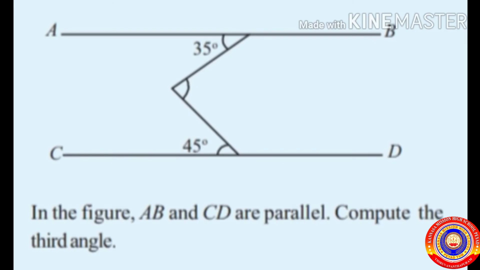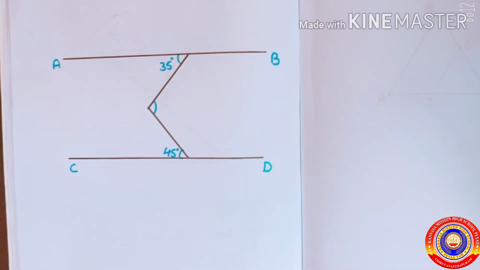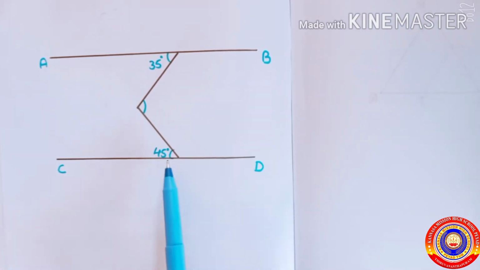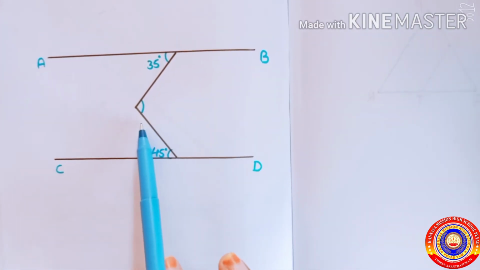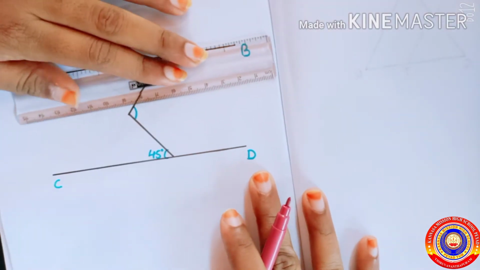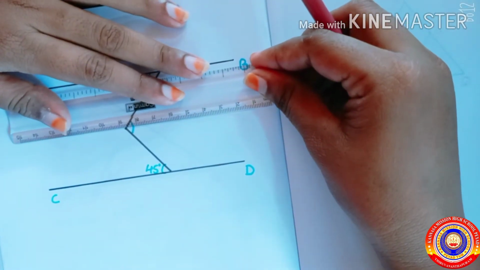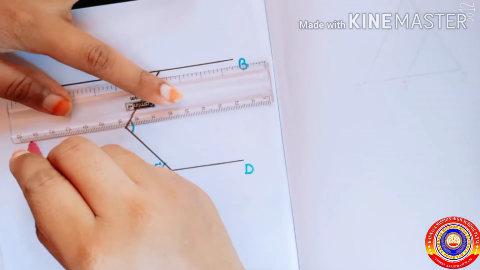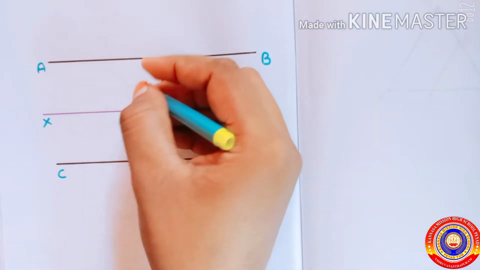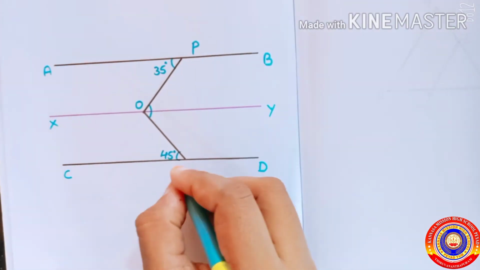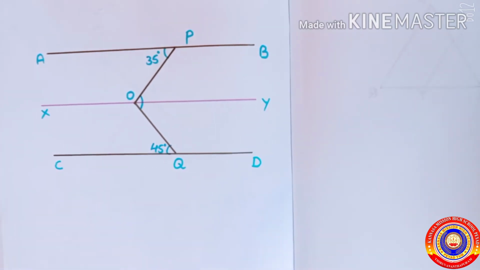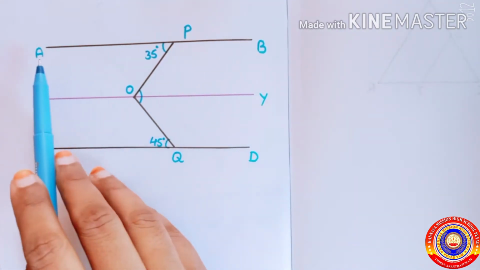Okay, let's do another question from your textbook, page number 32. In this figure, the lines AB and CD are parallel and two angle measurements are given. We have to find the third angle. For that, first draw a line XY parallel to AB and passing through the center O. Now, the lines AB, XY and CD are parallel. Mark the other two endpoints as P and Q.